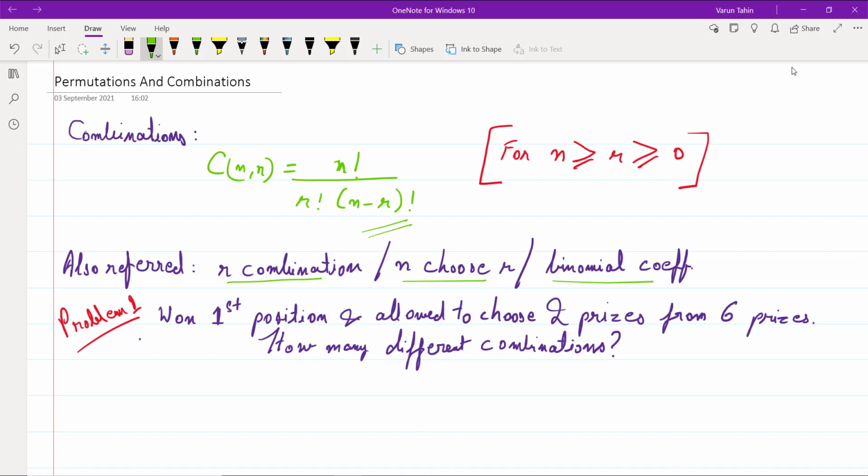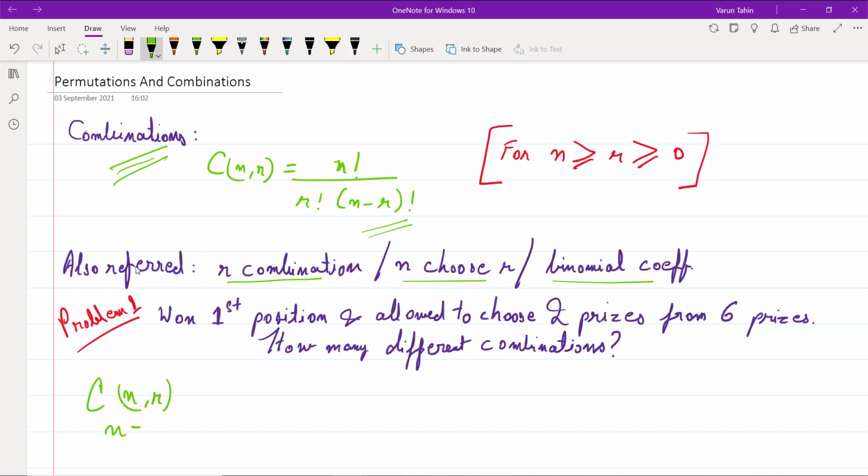So let's say that I won first position in a competition and I'm allowed to choose 2 prizes from 6 prizes. So how many different combinations can I apply to choose those 2 prizes? Here we can apply combinations. The reason is the order does not matter here because we can choose any prize, and also replacements are not allowed because we are allowed to keep the 2 prizes. So we will not replace the first prize when we are choosing the second prize. So we'll apply combination.